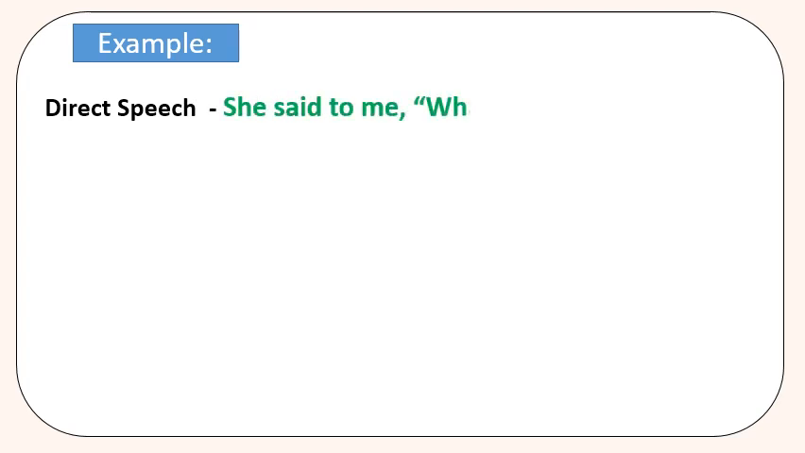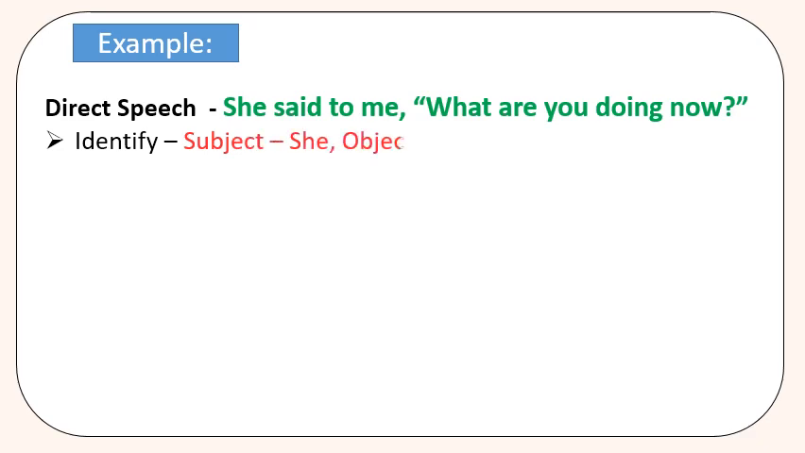The sentence is: She said to me, "What are you doing now?" So this is direct speech. Fine. So let's see the first step, identify. In this we have to identify subject, object and reporting verb. So the subject here is she, the object is me and the reporting verb is said. Fine. So as per rule, if the reporting verb is in past tense, then whatever the changes are there in tenses, I have explained in our previous video.